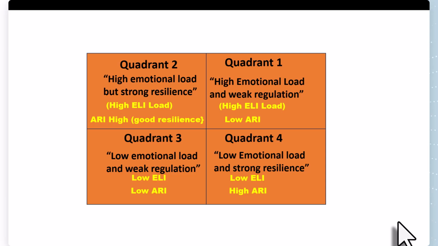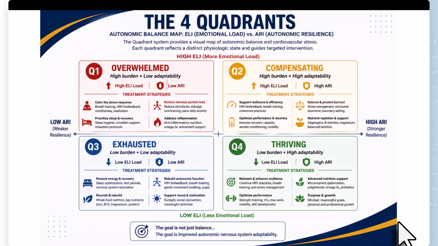So you can look at that. So quadrant 4, here it is. Some more information for you. These are some suggestions and some guides for you about, like I said, if they're in an overwhelmed state, high burden and low adaptability, calm the stress response, breath training, HRV biofeedback. Well, this is mostly it would be a breathing program that you would use. So where it says HRV biofeedback, just getting them to do diaphragmatic breathing would be really good.